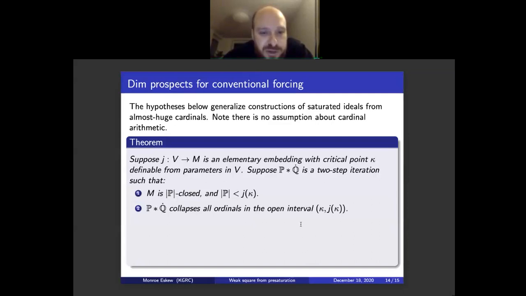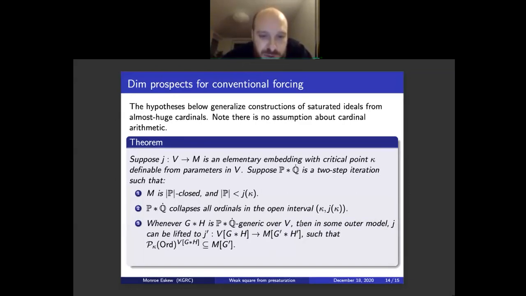The size of P would be kappa. P star Q collapses the ordinals in the interval between kappa and J of kappa. This is a particular thing to the construction of saturated ideals that's not in many other forcing constructions. But in my view, this is a very minimalistic piece of those hypotheses. We want to turn J of kappa into kappa plus.